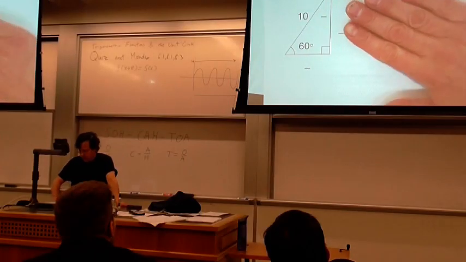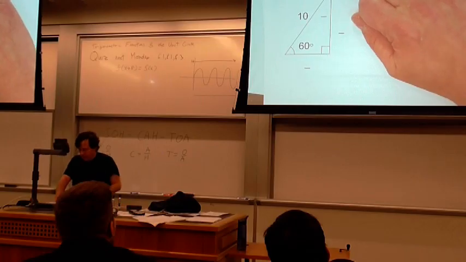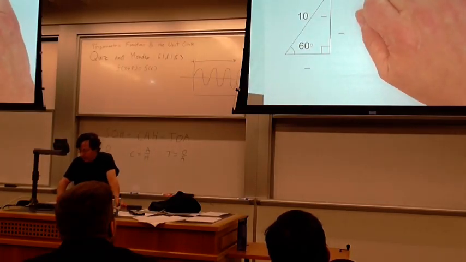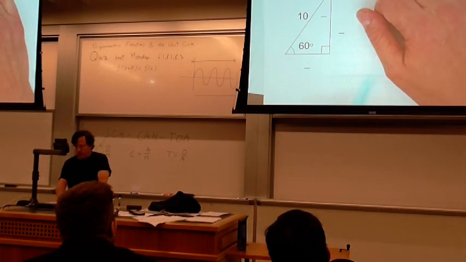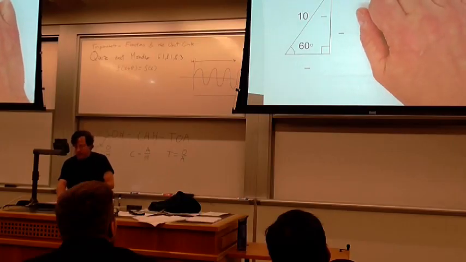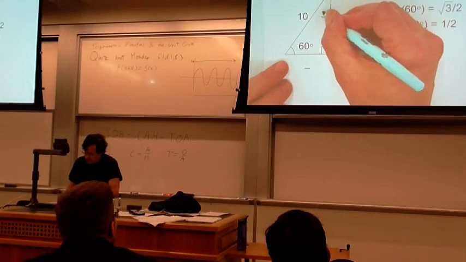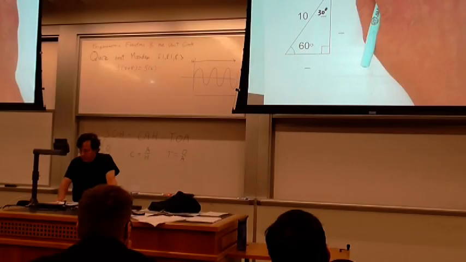Now let's take a look at this problem. We know two angles. We have a 60-degree angle, and we have a right angle, and we know the hypotenuse is 10. So the question is, how would we find the other components? Well, one of the components is really easy. What would be the third angle in this triangle? 30, that's right. Because the sum of the angles has to be 180.